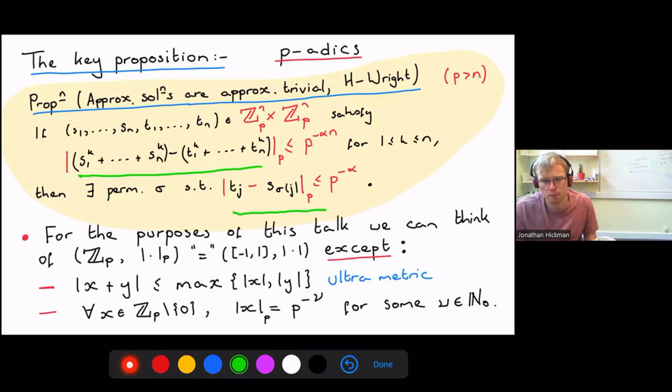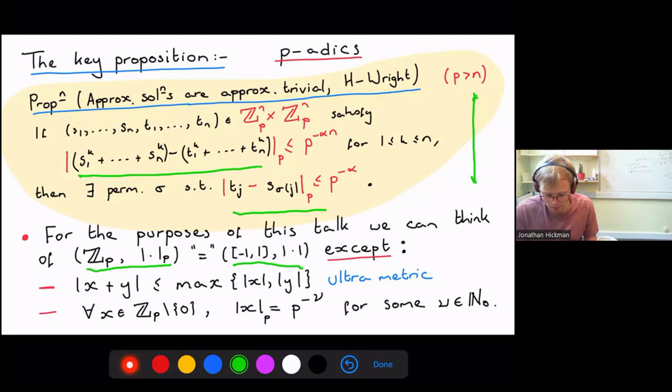So I'm going to discuss how we go about proving this statement in the p-adics. But like I was saying, for the purposes of the talk, we can just think of the p-adics as, say, the unit ball in Euclidean space as a metric space. Okay, but there are at least two things which we'll use about the p-adics.